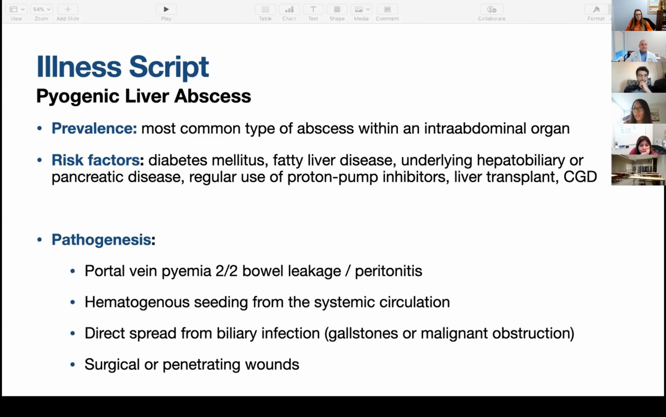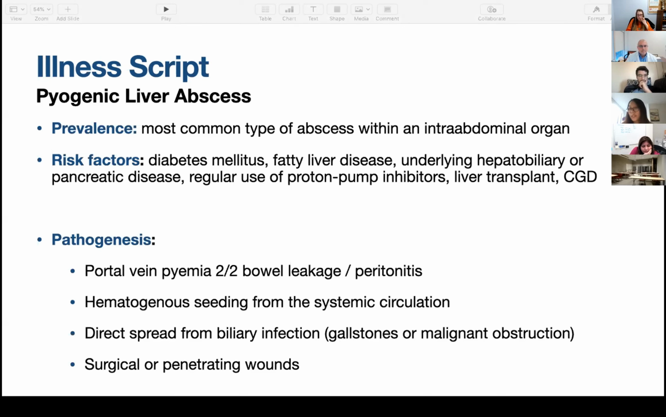Okay. So for the illness script, I would like to talk about pyogenic liver abscess. For its prevalence, it was the most common type of abscess within an intra-abdominal organ. The risk factors for this condition include diabetes mellitus, fatty liver disease, underlying hepatobiliary or pancreatic disease, regular use of PPI, liver transplant, and CGD.